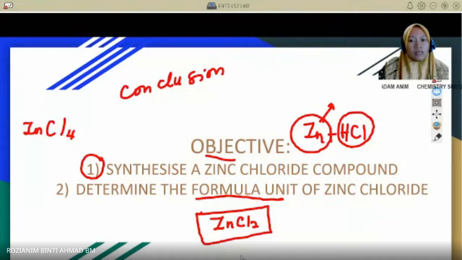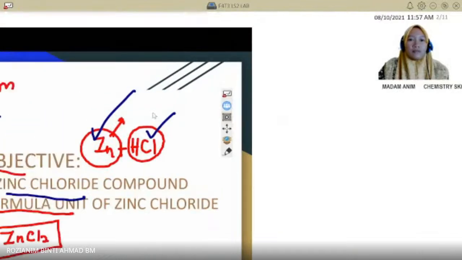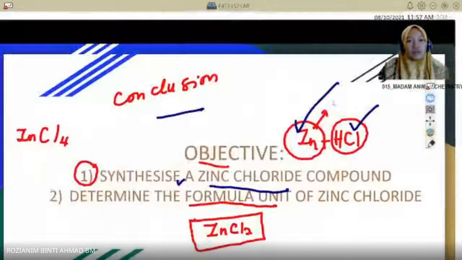Okay, so macam mana you nak buat ayat supaya jadi conclusion? You olah balik ayat ini supaya dia pas. So macam mana? Zinc chloride compound was synthesized by the reaction between zinc powder and hydrochloric acid. Done for the first conclusion. Dapat? Okay, itu conclusion nombor 1.